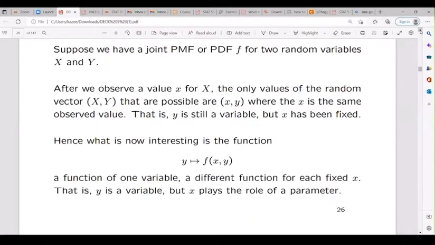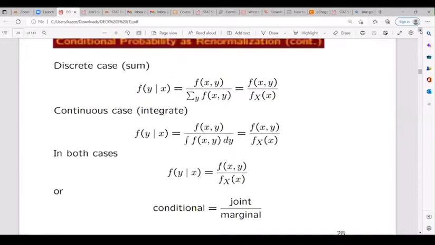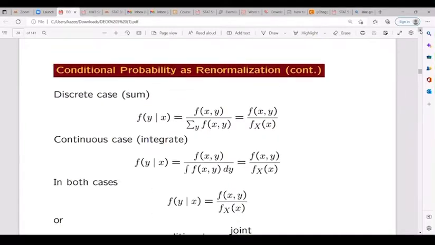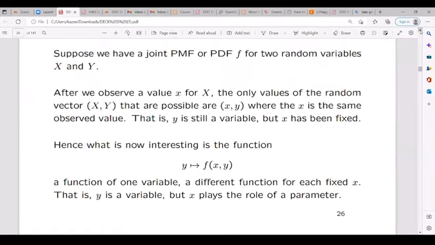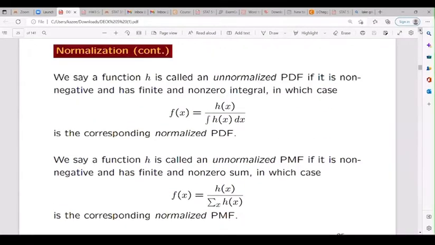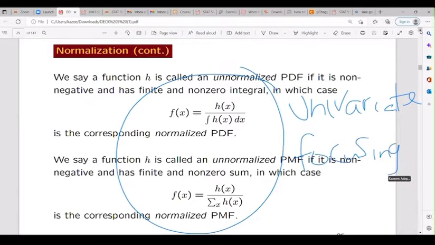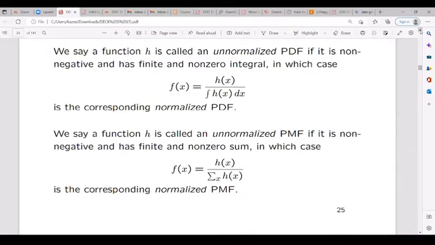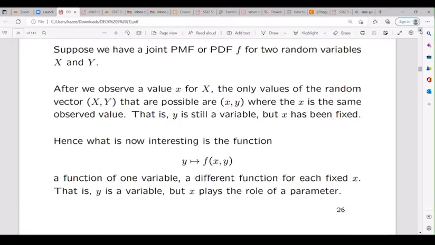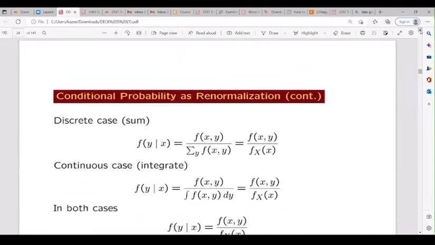Now I'm going to move on. I think I've just talked about the univariate case here. What do I mean by univariate? I'm focusing on X, just one unit of measurement, maybe weight. But how does normalization work when I'm focusing on two variables, which is called bivariate?